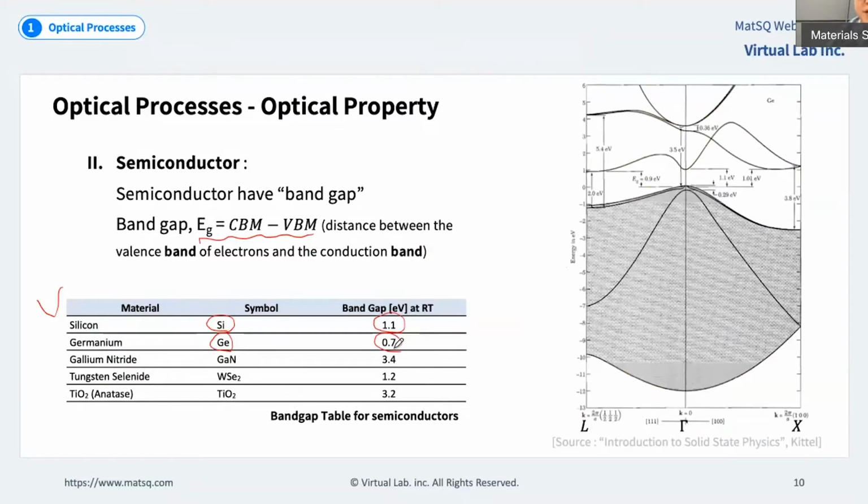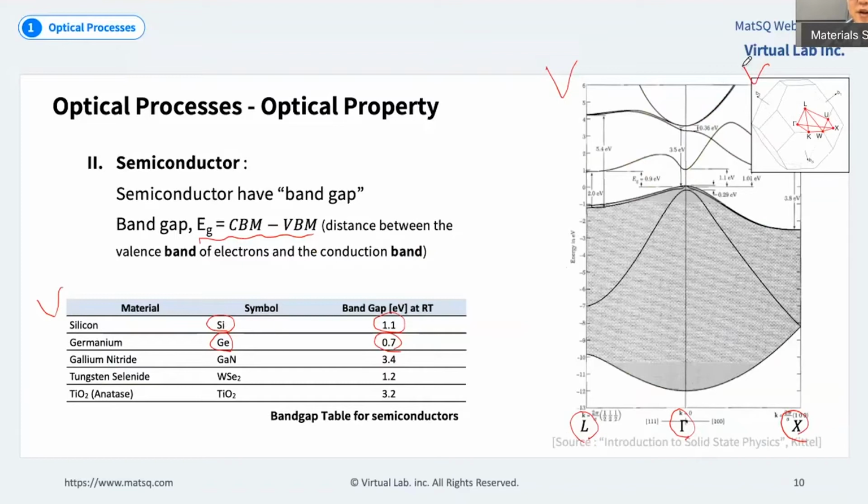All right, this figure shows the electronic band structure of germanium, along with the high symmetry points L, gamma, and X. Depending on the crystal type, high symmetry points are defined differently. And you can see the small figure in here. This is the first Brillouin zone of germanium, and there are so many high symmetry points in here.